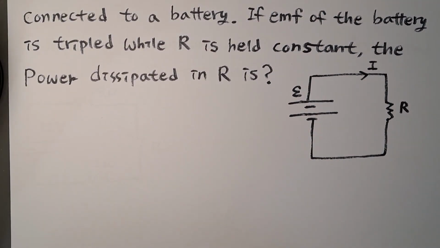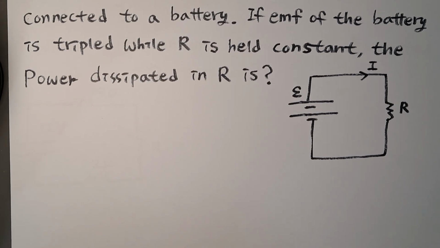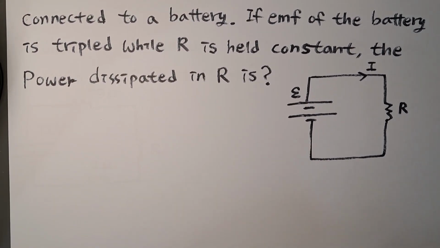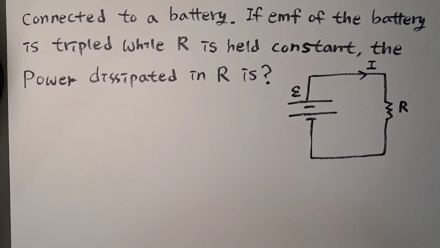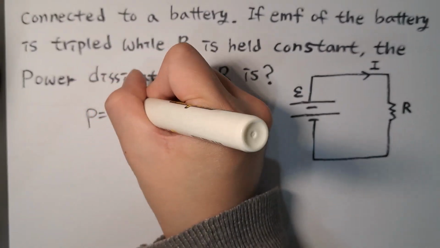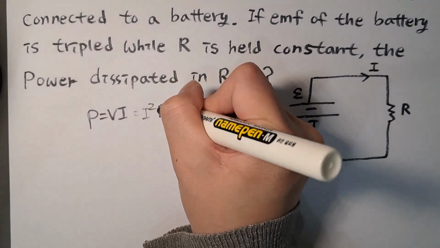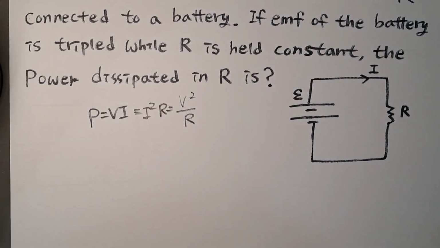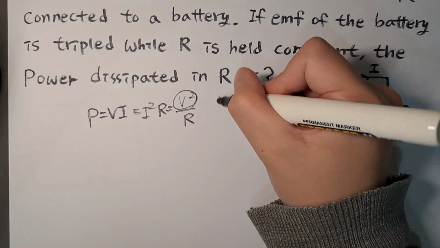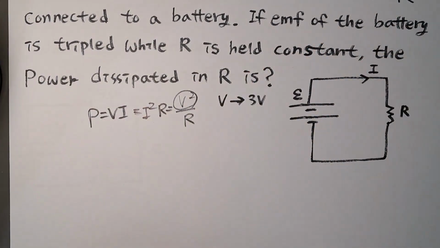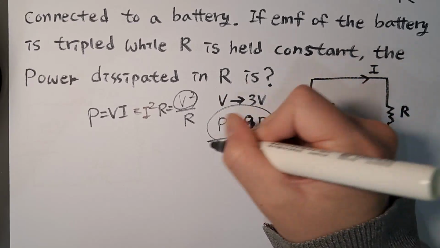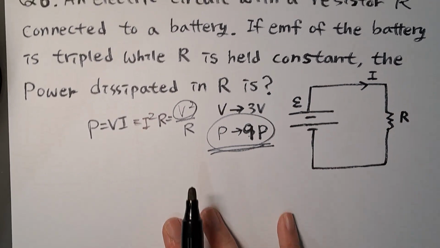An electric circuit with a resistor R connected to a battery. If the EMF of the battery is tripled while R is held constant, the power dissipated in R is... So the power dissipated in R is going to be... The voltage is going to be tripled, and so this is going to be the answer of this question.